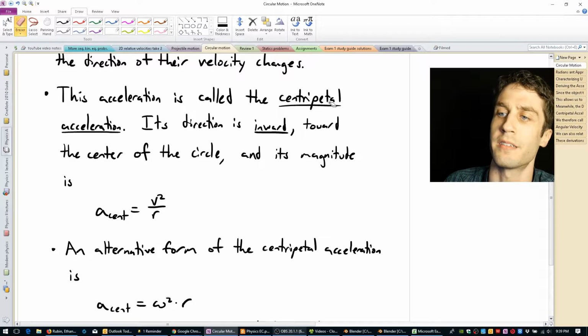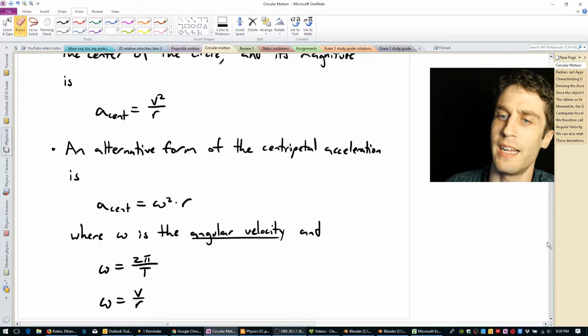This acceleration is called the centripetal acceleration. Its direction is inward toward the center of the circle, and its magnitude is a equals v squared over r. I've written it here as a cent for centripetal. An alternative form of the centripetal acceleration is a equals omega squared r, where omega is the angular velocity, and omega is 2 pi divided by a capital T, or omega equals v over r. I'll show you what both of those equations mean when we're ready to define those variables.